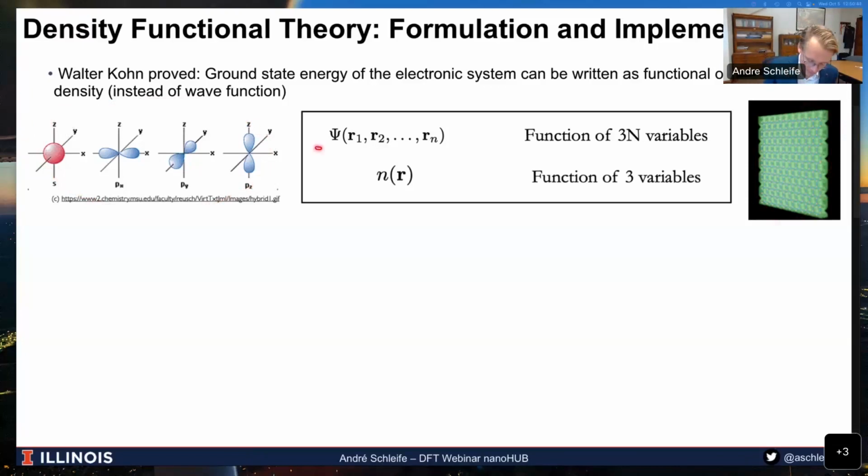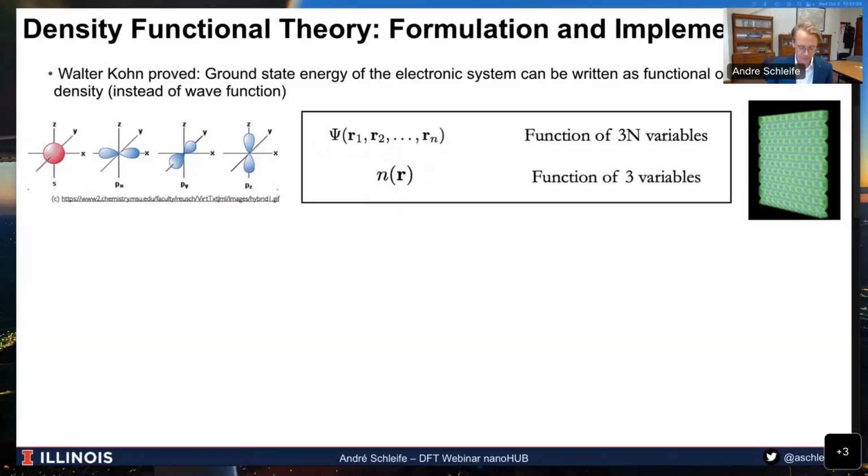So the simplification comes in here. Instead of having a function of 3n variables, like 78 variables for one iron atom, we now have a function of 3 variables: the electron density as a function of position. Even without looking at any math, this is a tremendous simplification, and you probably believe that this makes the method implementable in simulations.